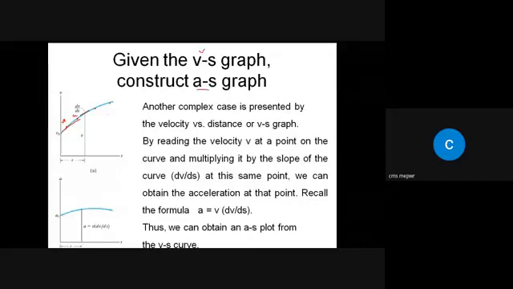In simple words, if you have a Vs diagram and you find the slope at different instances, you can plot the As diagram from it. And if you have an As diagram and want to get the Vs diagram, you need to take the integral at different sections, or find the area under the curve, right?